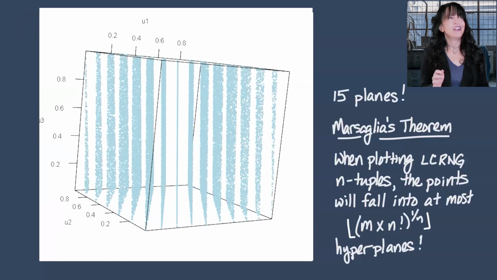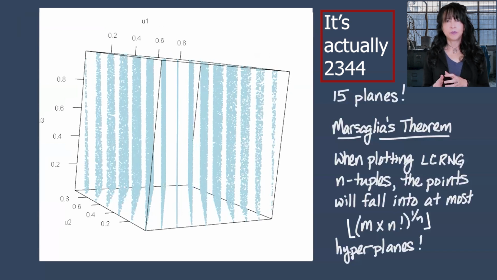I can't remember off the top of my head, but in our case, with n equals 3 and m equals 2 to the 31 in Randu, this number is about 2,333, 2,334, something like that. So that's the best we can do. We can hope for that many hyperplanes, but we're actually only seeing 15. So this is definitely not a sharp upper bound on planes.